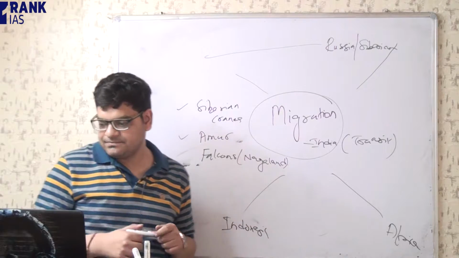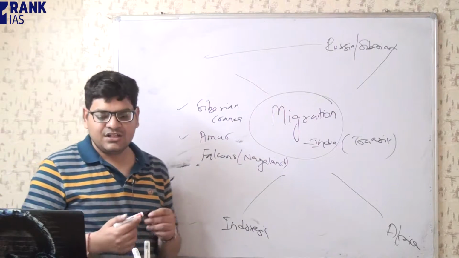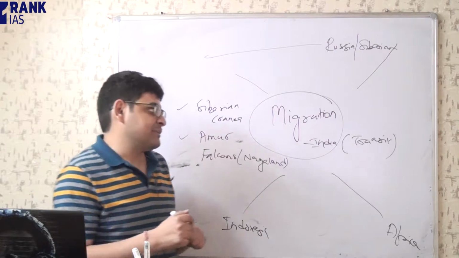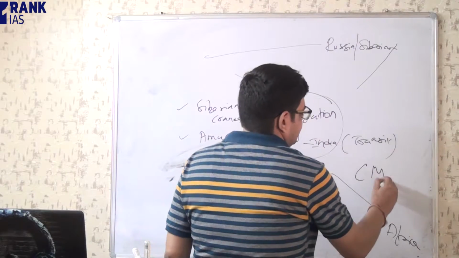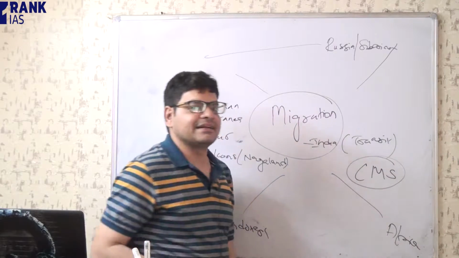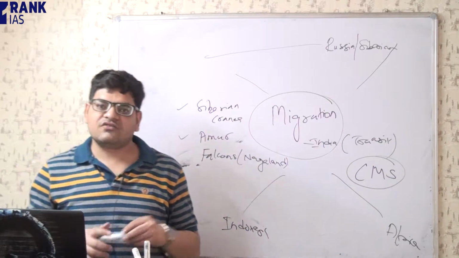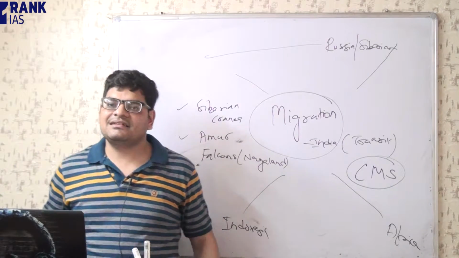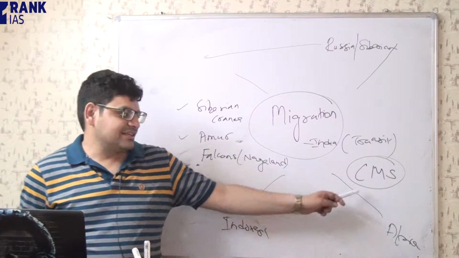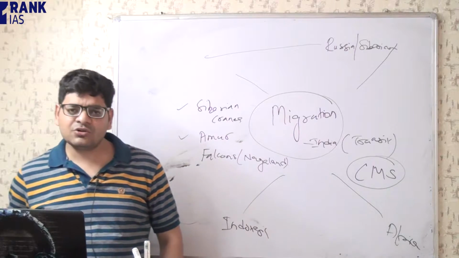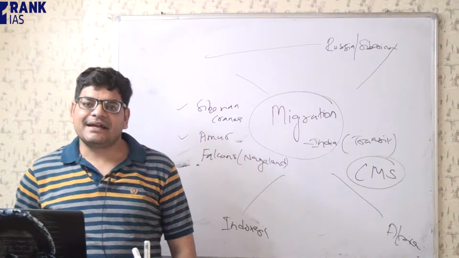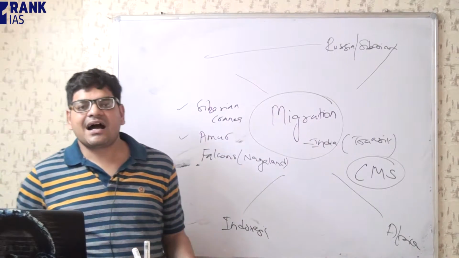Then we have cranes, barheaded geese, also those sort of birds. Now these birds are protected under a convention known as the Conservation of Migratory Species. So any sort of hunting of these species is prohibited under this convention, and India is a signatory of the CMS convention. Also these species are placed in the first schedule of the Wildlife Act 1972, which provides them the highest protection.